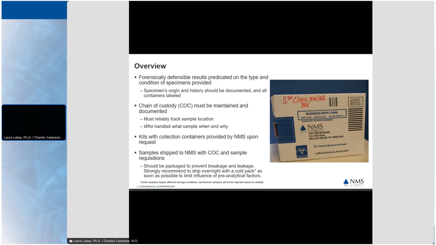Overall, the samples should be packed to prevent the breakage of the sample collection container or leakage. Failure to appropriately pack the samples may lead to the samples themselves being compromised, and the worst case scenario is that they are not able to be tested.